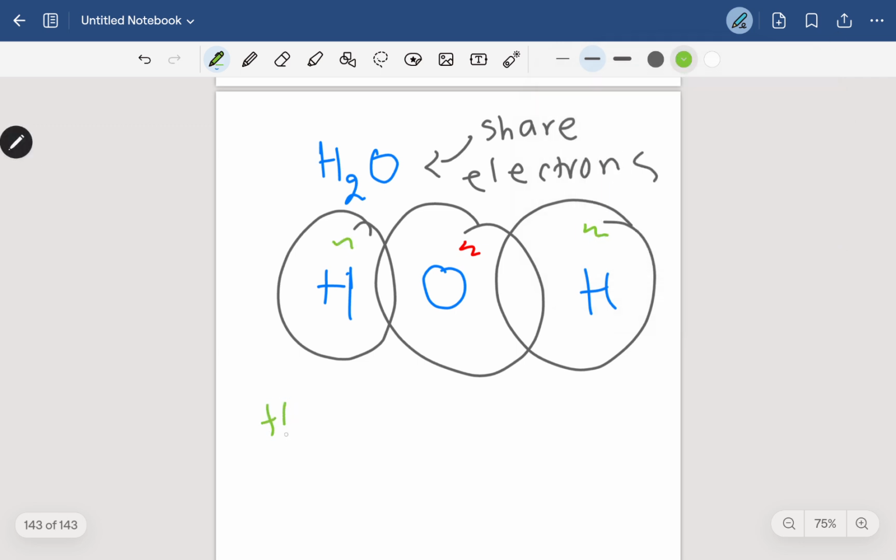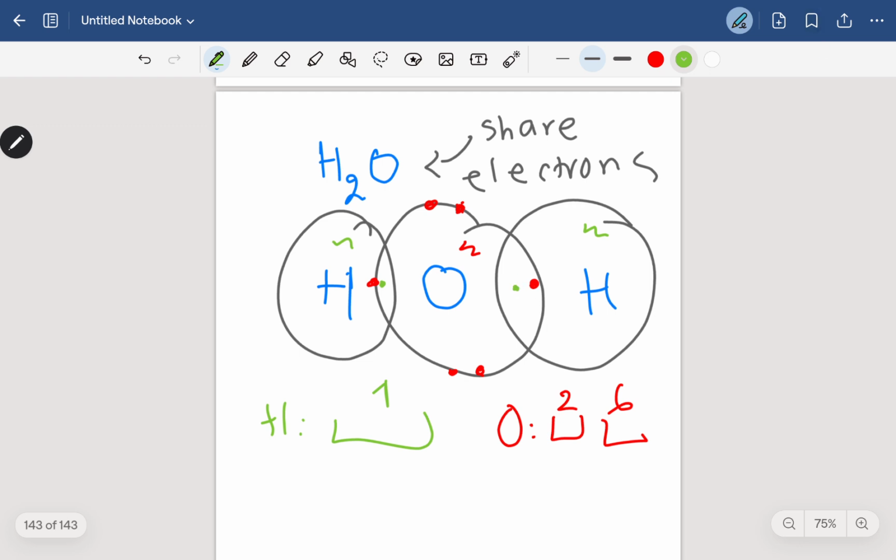Now we know for H, its electronic configuration is 1, so that means it has 1 electron. Both H's have 1 electron. Whereas O, we know it has an atomic number of 8, so its electronic configuration is 2, 6. So it's going to be 1, 2, 3, 4, 5, and then 6. Now you will see why I put it down. And then 1. So this has 1 over here and 1 over here.